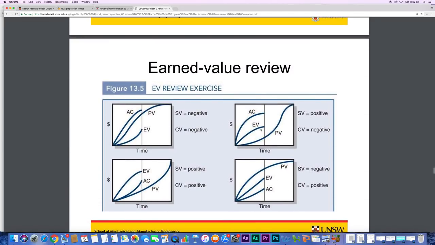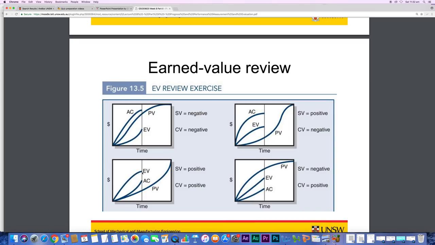Then in the second one, earned value is in the middle. Actual cost is more, which means we're paying more than what we are earning at this point in time. This is the point in time, this cross line. That means cost variance will be negative. However, earned value is greater than planned value, so the schedule variance will be positive.